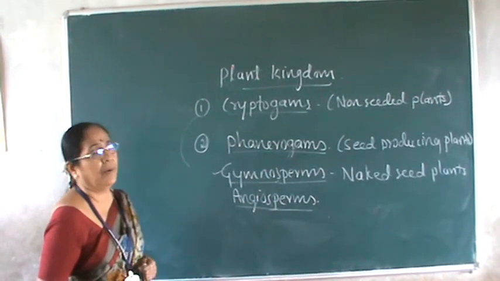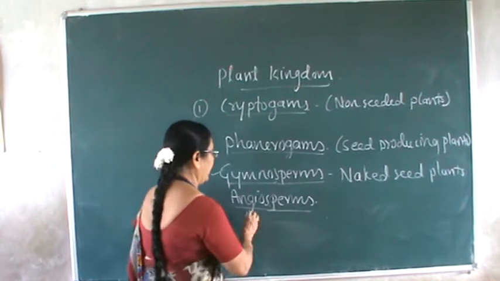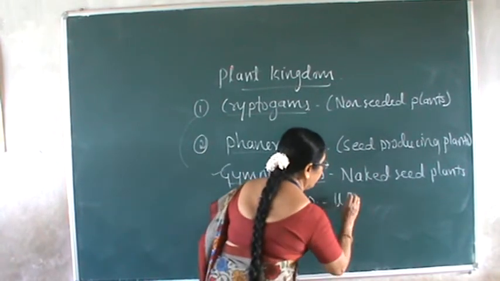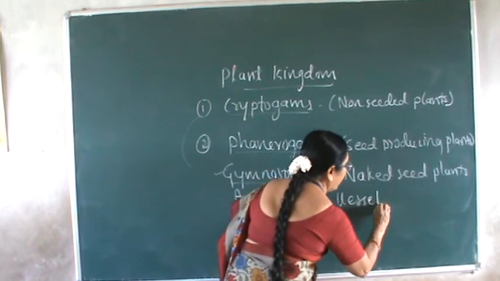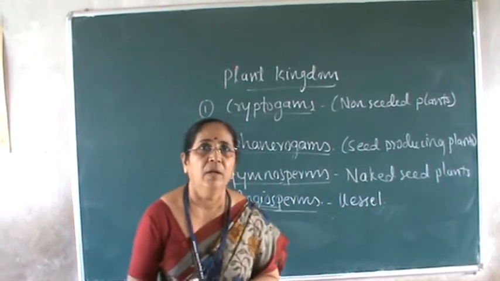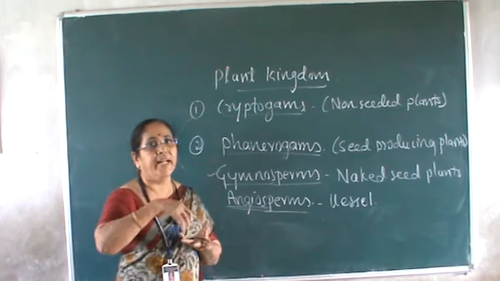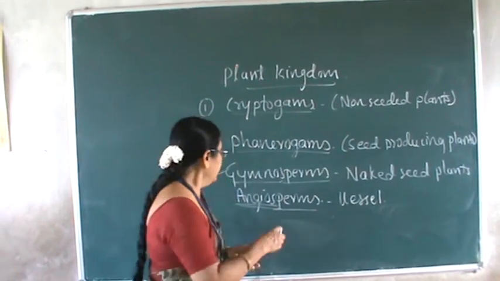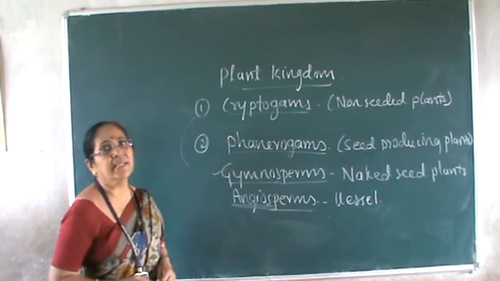Now the angiosperms are the highly evolved plants, where angios is a Greek term meaning vessel. Vessel means a container, a container which is going to contain the seed inside. And that category of plants is called the angiosperms.